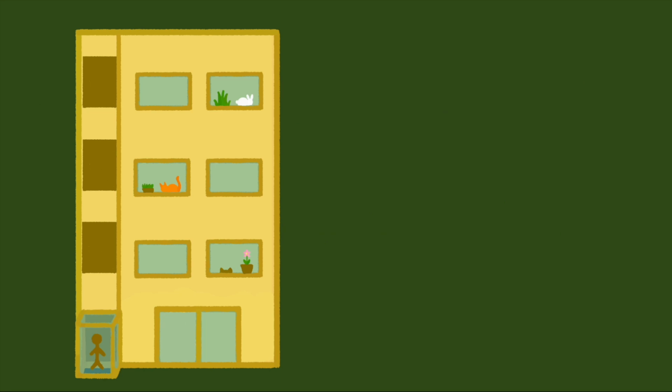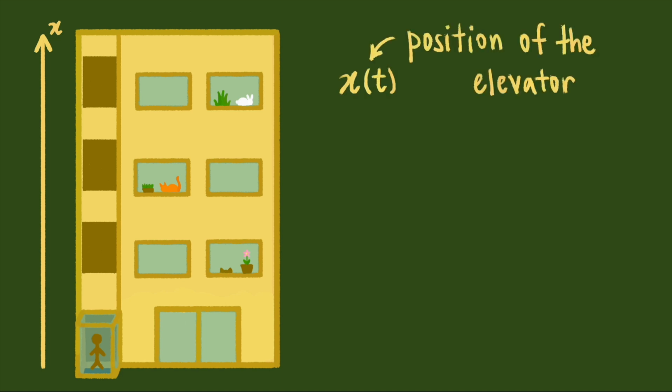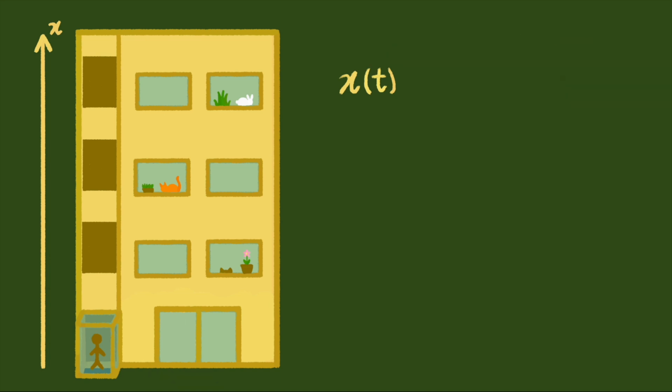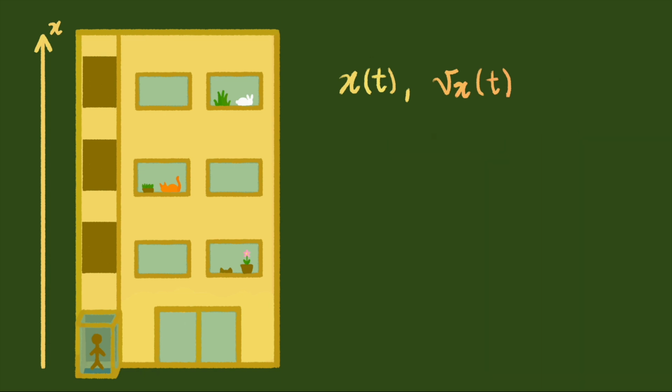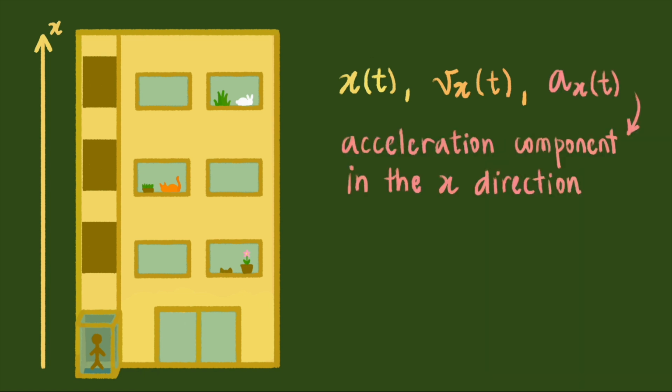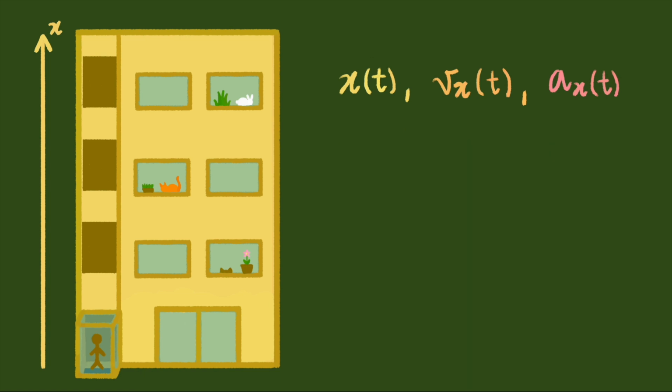Now, I would like to show you one concrete example. Let us consider the vertical motion of an elevator and take the x-axis in the vertical direction. The height of the elevator is represented by the x-coordinate x(t). In other words, the elevator's position coordinate is written as x(t), the velocity component in the x direction is written as vx(t), and the x component of the acceleration is written as ax(t). In this case, the velocity and acceleration may be positive or negative depending on the elevator's motion.